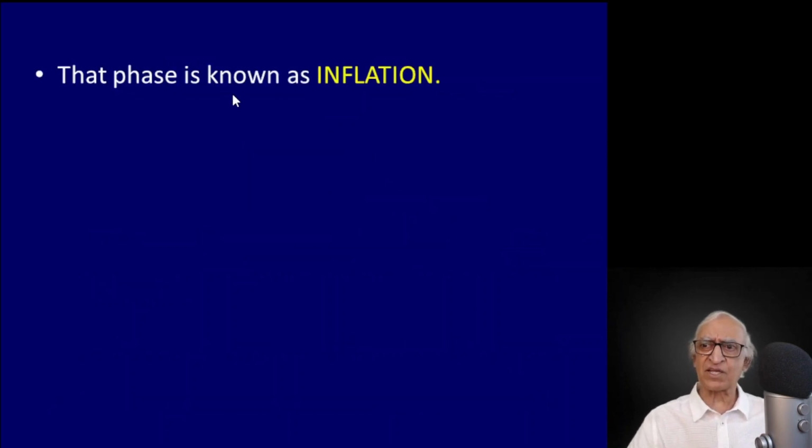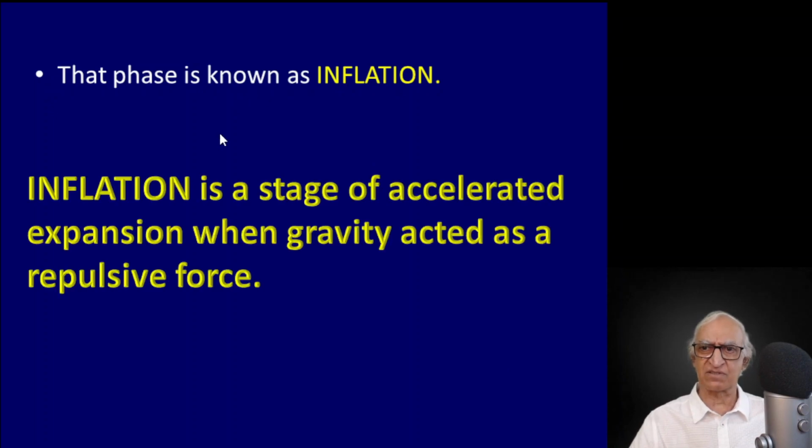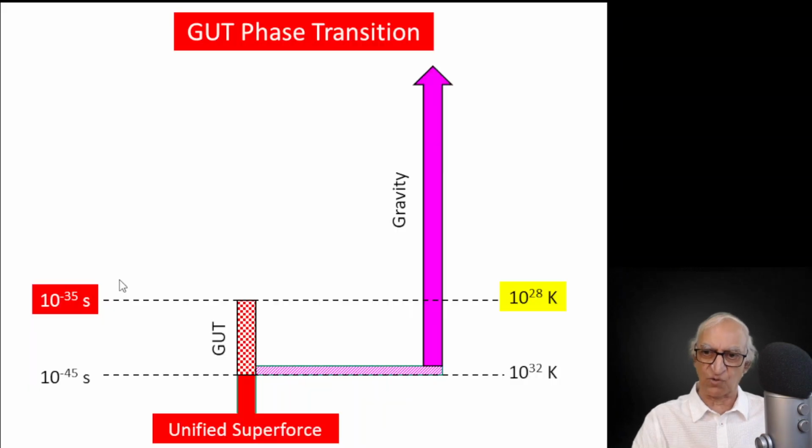This phase of exponential expansion of the universe is known as the inflation of the universe. So inflation is like inflation of our economy. If you read today's paper, the inflation is 7.4%. Inflation is a stage of accelerated expansion when gravity acted as a repulsive force.